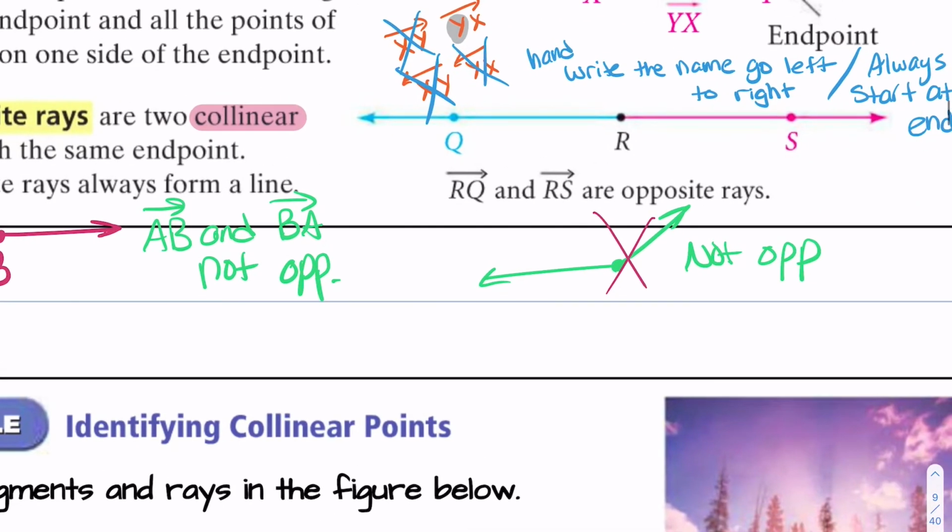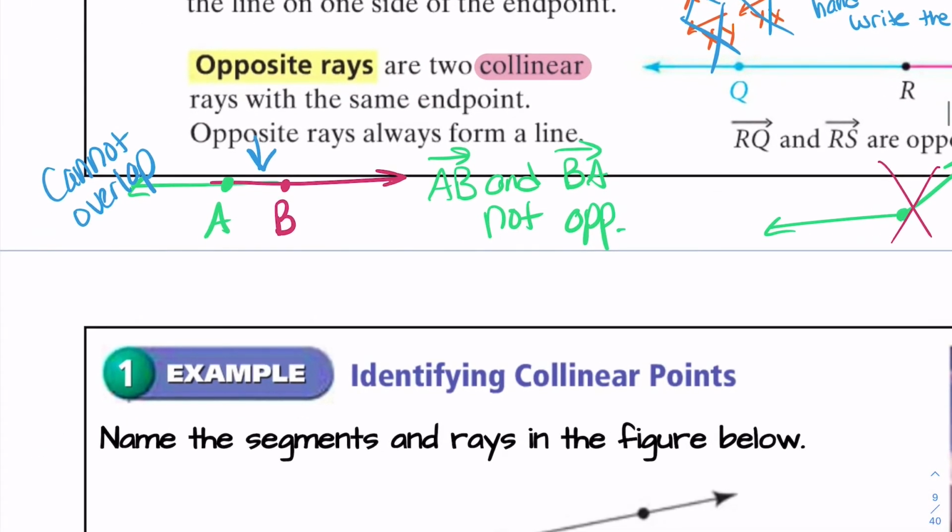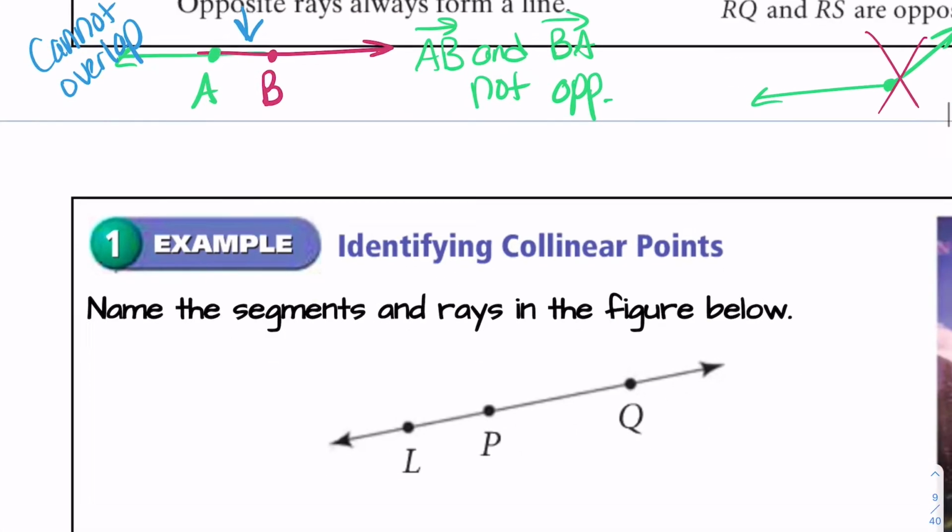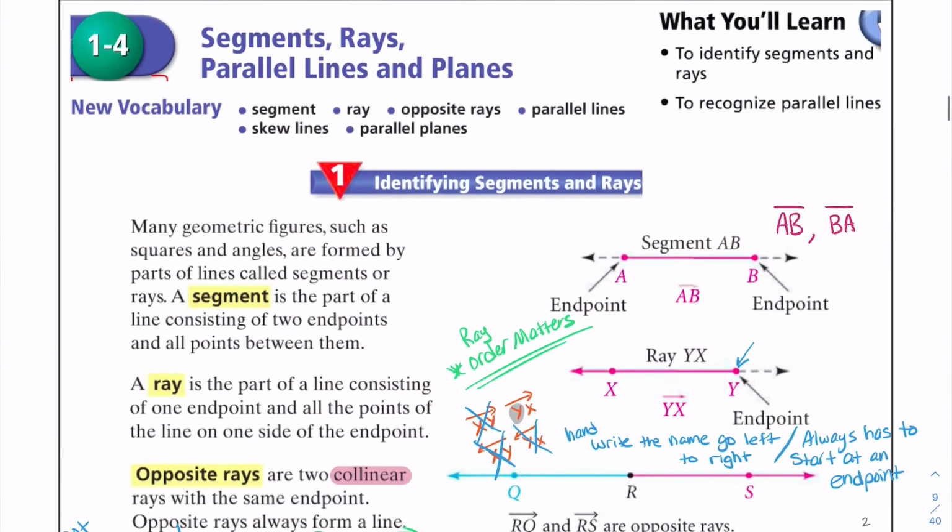In this case, R is an endpoint. It goes from R to S and it goes from R to Q. All good. No overlapping. I like to look: if I see three letters, I can have opposite rays. If I only have two letters, I can't have opposite rays. I need three because I need to identify a brand new location like R that A can go in the direction of, as A goes in the direction of B as well. So AB and AR, those are opposite rays. Okay, so that's pretty much all of our vocab for the lesson.